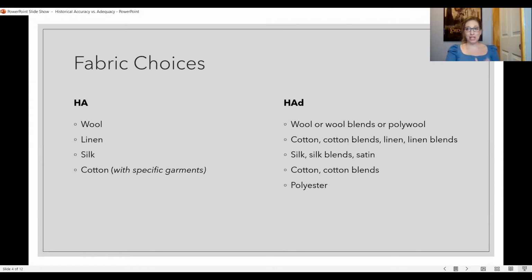But if you're doing something in France or Germany or England, you really want to stick to wool, linen, and silk. Did throw cotton in there just because there is some evidence that there is a trade going on there, and cotton was known to Western Europe, even if it wasn't strictly used that often.